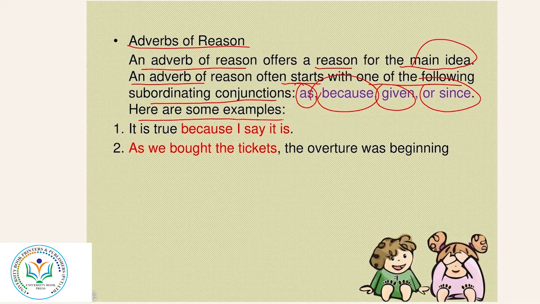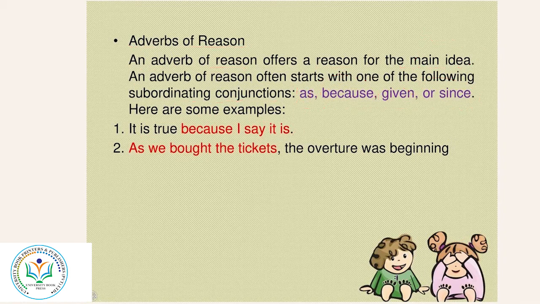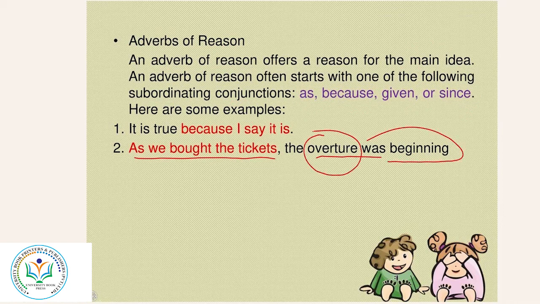Here are some examples. It is true because I say it is. As we bought the tickets, the overture was beginning. Overture कहते हैं म्यूजिक को. तो इसमें क्या है, आपको reasons भी बताई गई हैं. It is true because I say it is. He is telling the reason because I said, that's why it's true. As we bought the tickets, the overture was beginning. Let me give you another example.